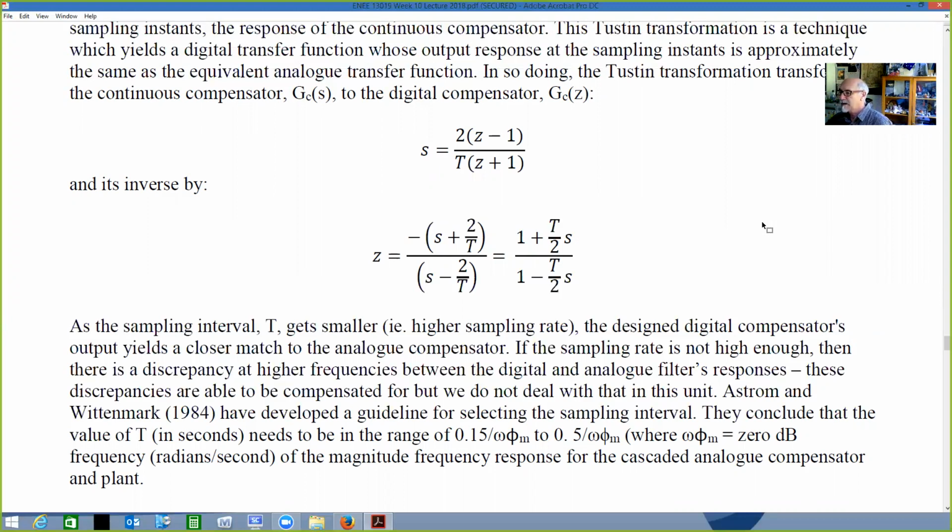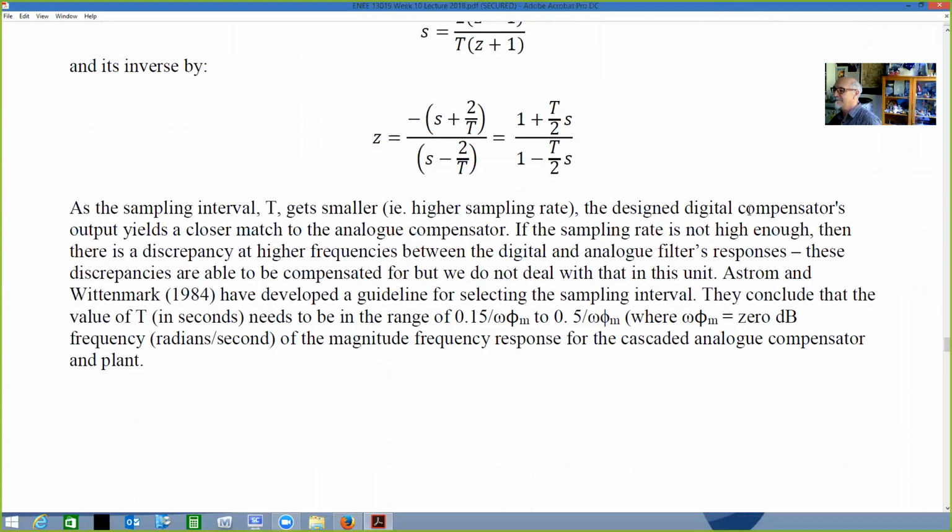Astrom and Wittenmark have developed a guideline. When you're selecting your sampling interval, they conclude that the value of T in seconds, our sampling interval, needs to be in the range of 0.15 over omega phi m through to 0.5 divided by omega phi m, which is of the magnitude frequency response of the cascaded analog compensator. So we'll look at that as we go through.